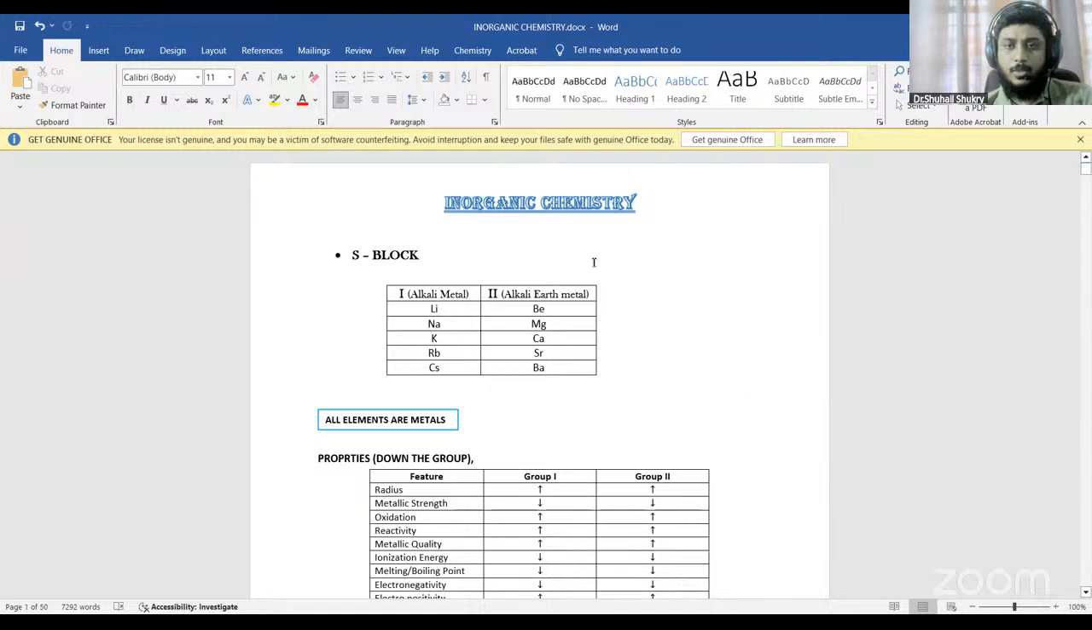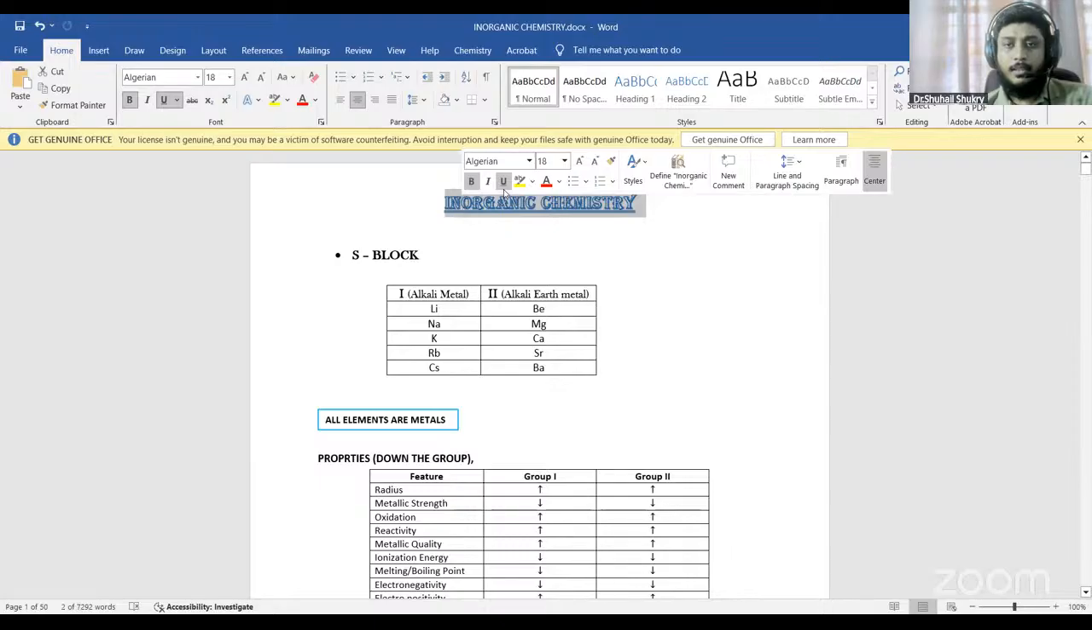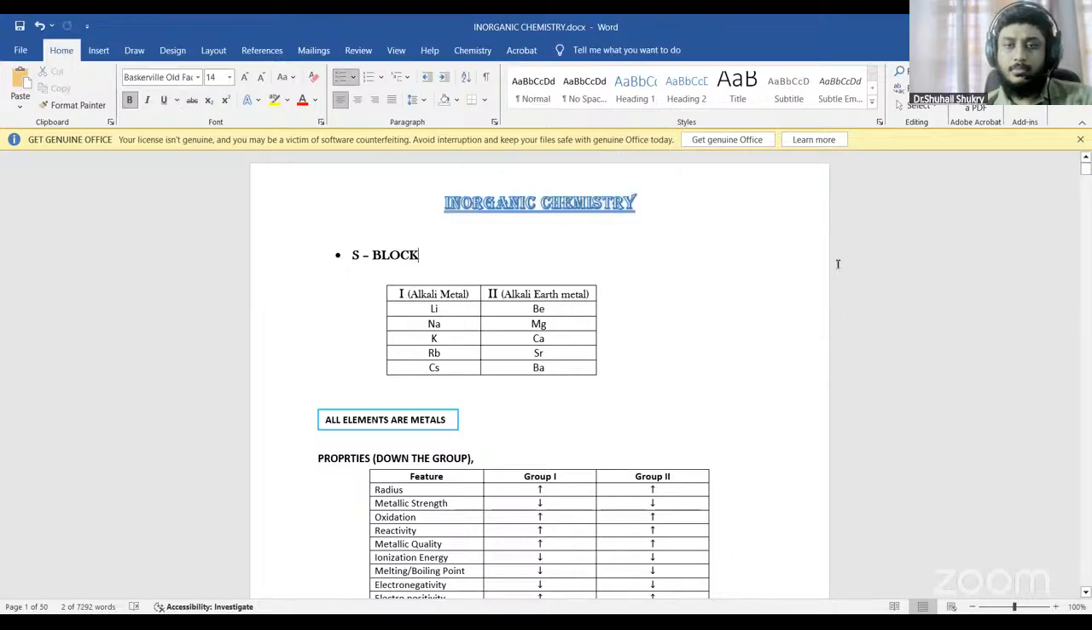But first of all, now we are going to speak about inorganic chemistry. Under inorganic chemistry, the first part is S block. S block means group 1 and group 2. In group 1, we got lithium, sodium, potassium, rubidium, and cesium. In group 2, we have beryllium, magnesium, calcium, strontium, and barium. These are the elements we are going to speak about. These things are very simple.